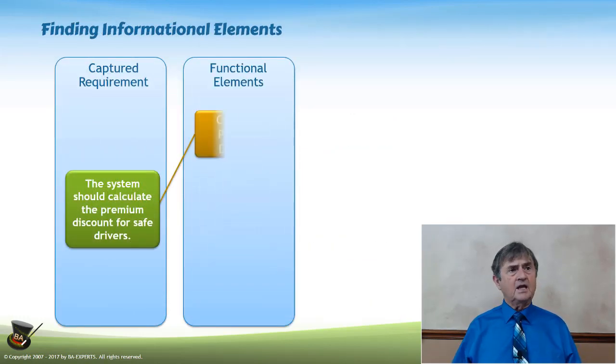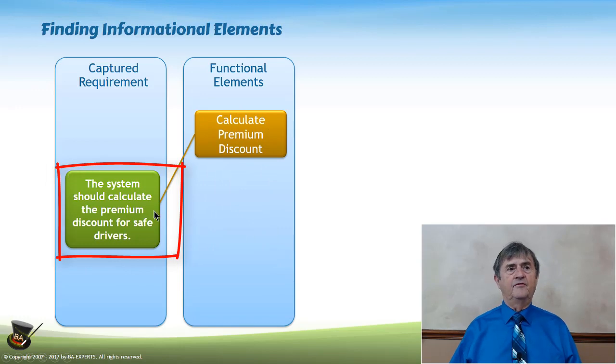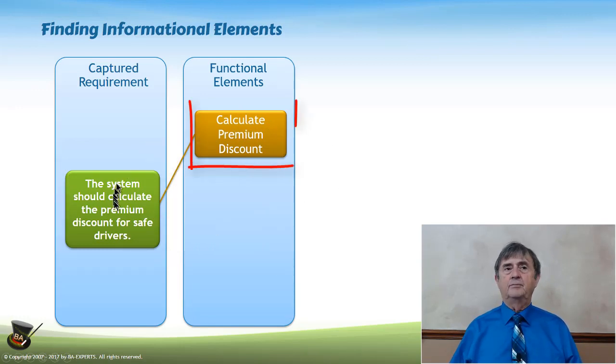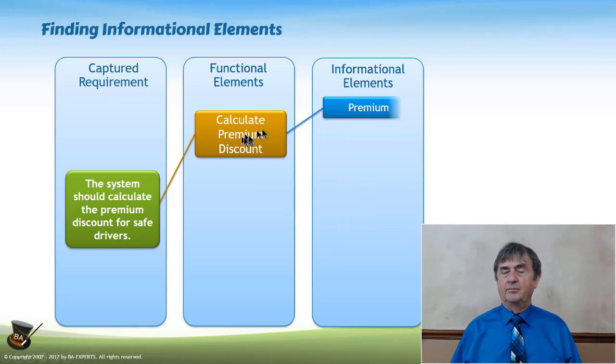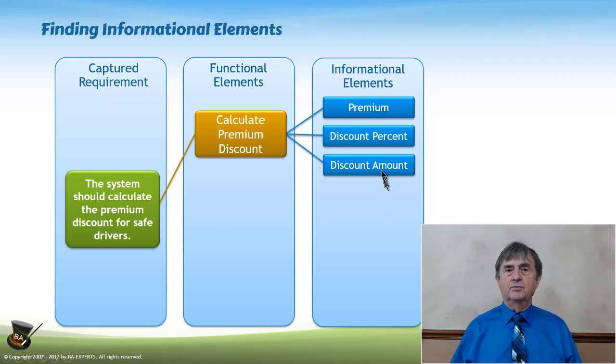Good example here: system should calculate the premium discount for safe drivers. There is a function hidden in there which is calculate premium discount, actually not all that hidden, it's very specifically stated. And that particular function needs to have the premium, the discount percentage that is applied for a safe driver, and the discount amount. Those are pieces of data that I'm going to need. If I recognize that the premium is something that is also calculated, there's another function that would have to be happening before I can calculate the premium discount, and that is calculating the premium.